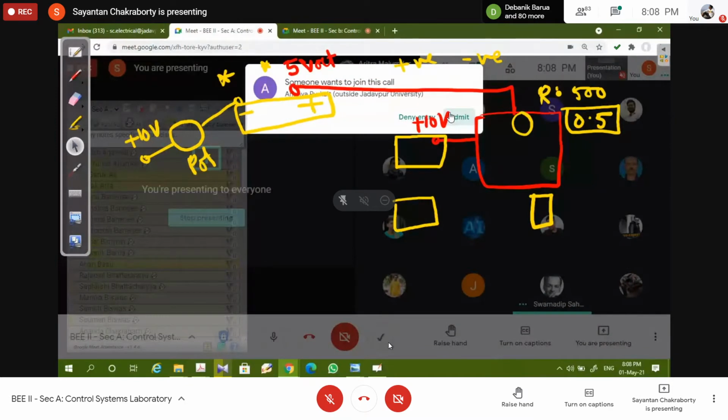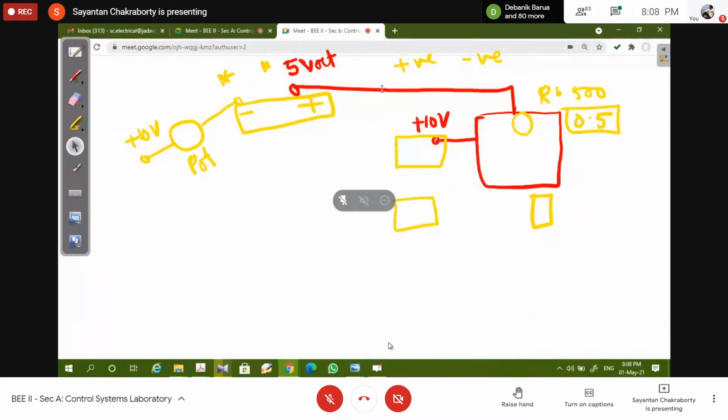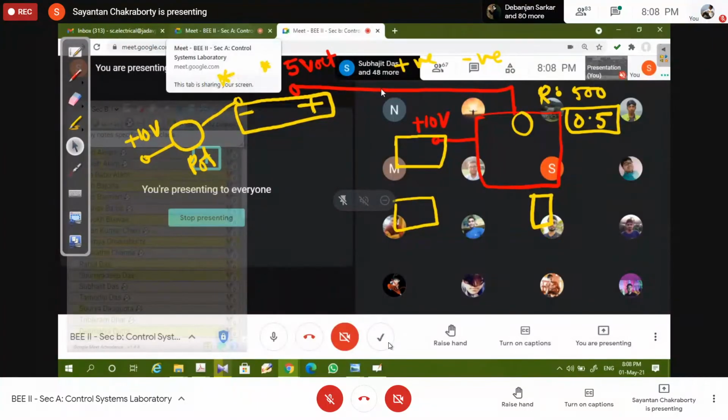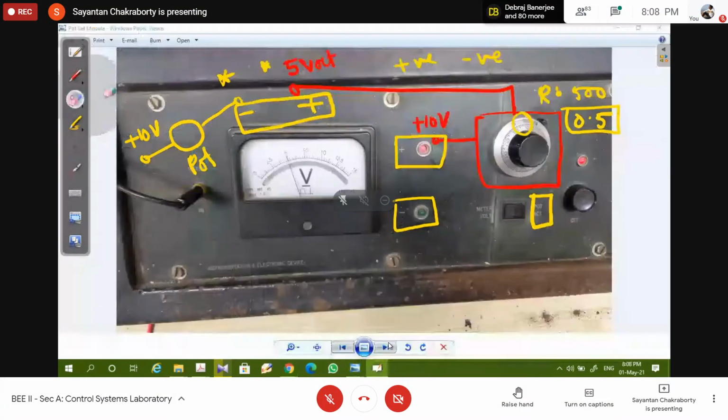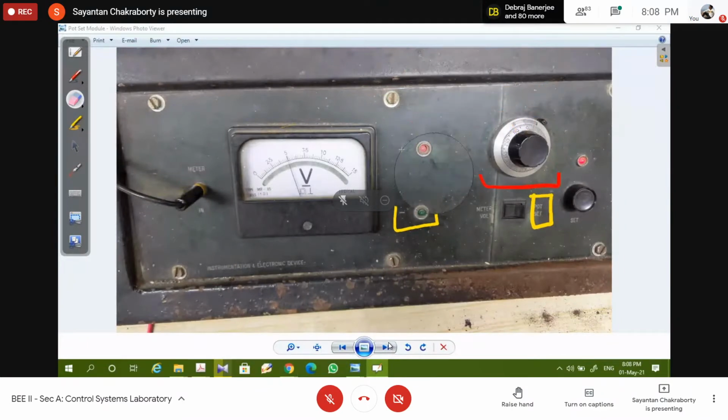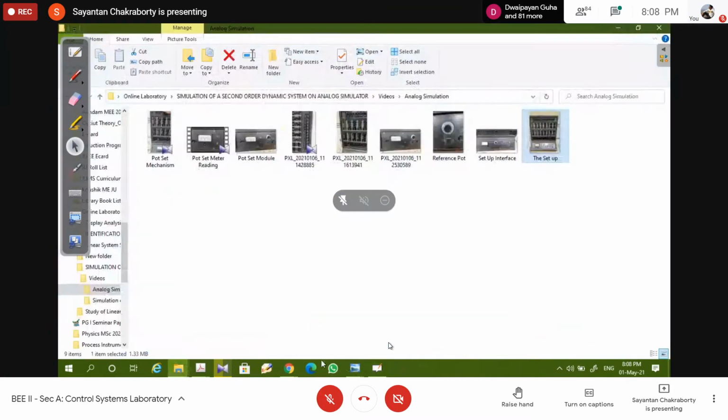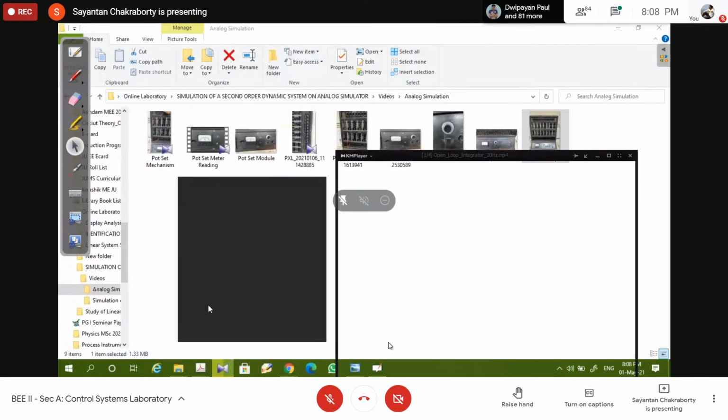Okay, sir. So that the value of the pot, the variable pot, is exactly equal to that of the reference pot. I have a video for that. I will show you the video now. Okay, then everything will be clear. So this is a theory. Obviously, the practical is much easier to understand, right?